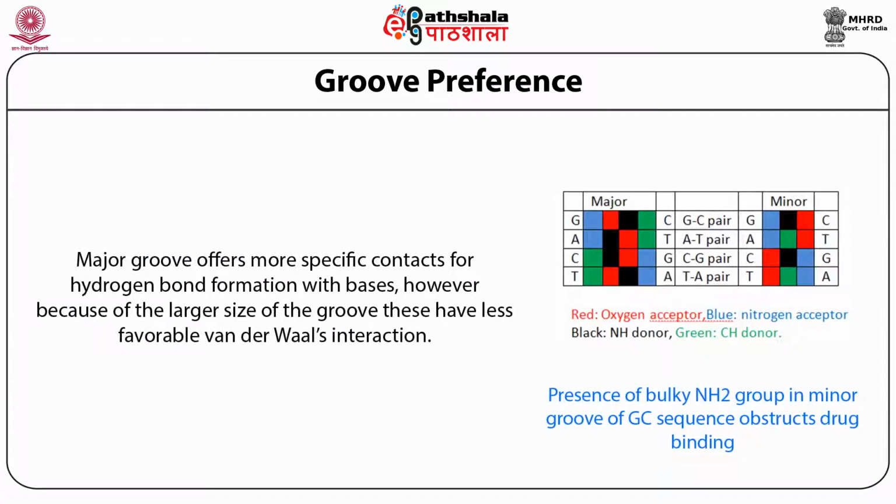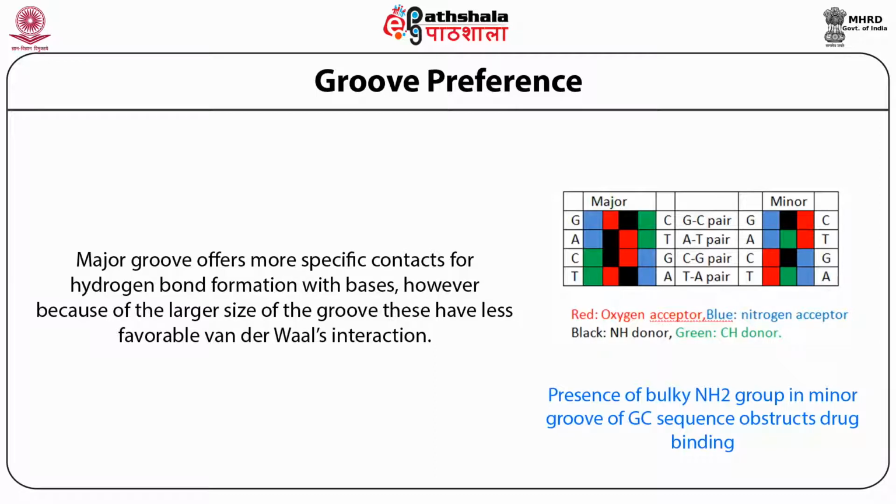How do molecules get groove preference? You can see here, major groove offers more specific contacts. We show here red oxygen acceptor, blue nitrogen acceptor, black NH donor, green CH donor. We show it in the major groove and minor groove for GC, AT, CG and TA sequence. So major groove, as you can see, offers more specific contacts for hydrogen bond formation with bases. However, because of the larger size of the major groove, these have less favorable van der Waals interaction.